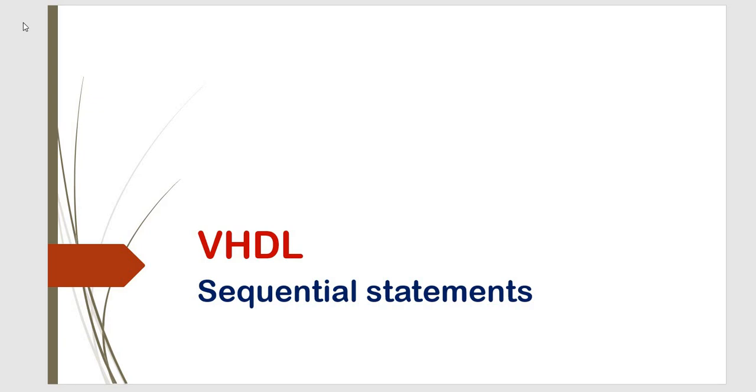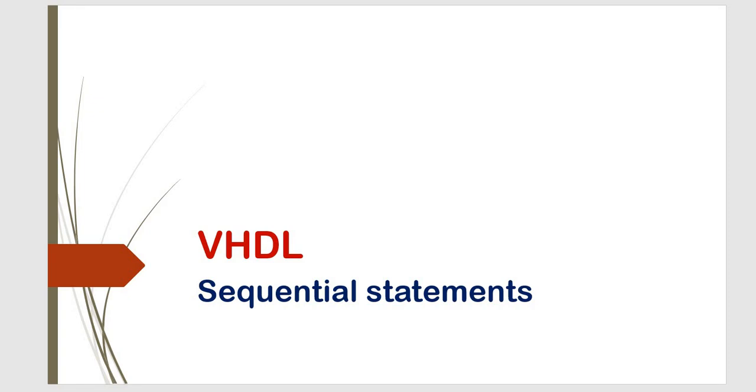Now let us discuss VHDL related sequential statements. As we know, in the VHDL programming language, as a hardware description language, there are different types of statements available. Since the language supports sequential as well as concurrent approaches, there are different categories of statements. For sequential programming purposes, there are specific sequential statements available in VHDL.